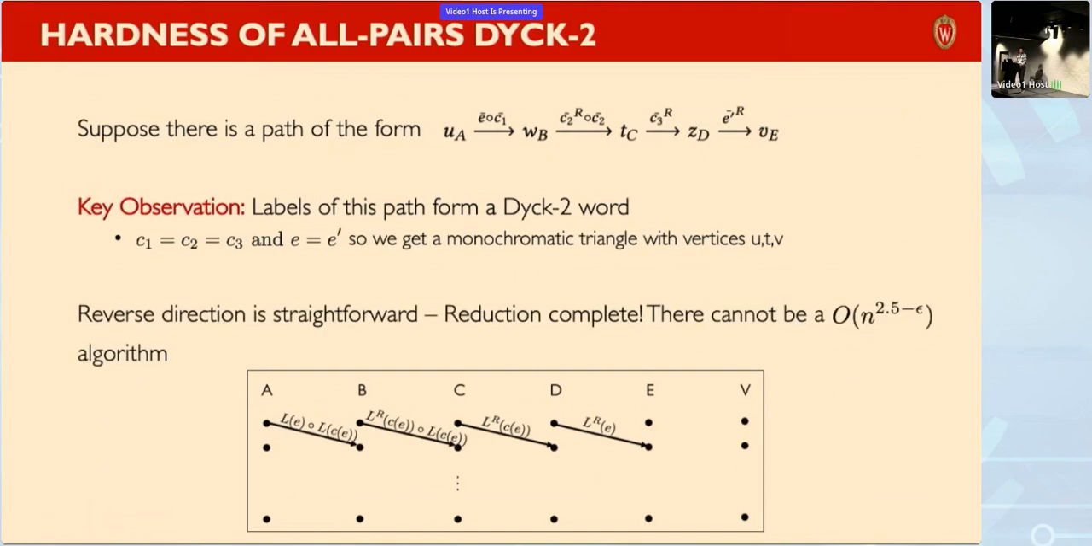And the reverse direction of this particular reduction is straightforward. So that's the key idea. So if all pairs Dyck-2 was an easy problem to solve, we would get a better algorithm for APSP and threesome, which contradicts the hypotheses. So that's the first result I highlight for this part. In the paper, we have more reductions for all pairs Dyck-1, and we highlight what the open problems are and how you can use similar ideas to get those results.